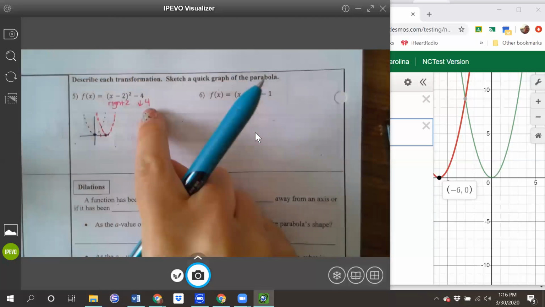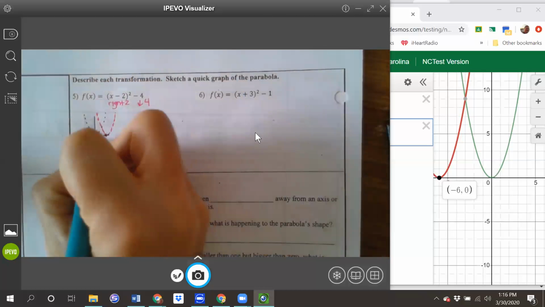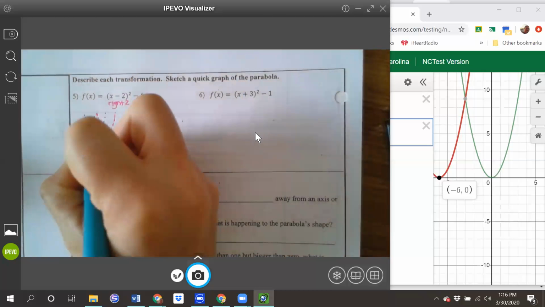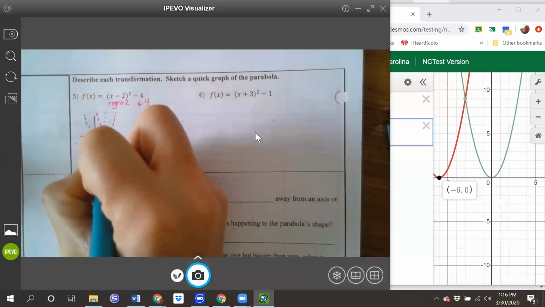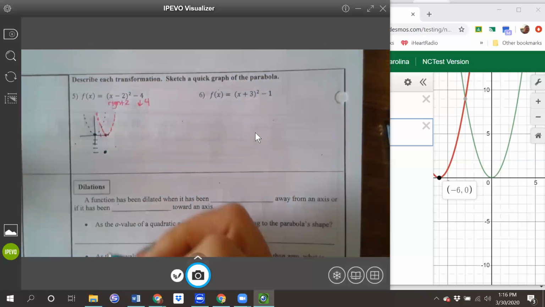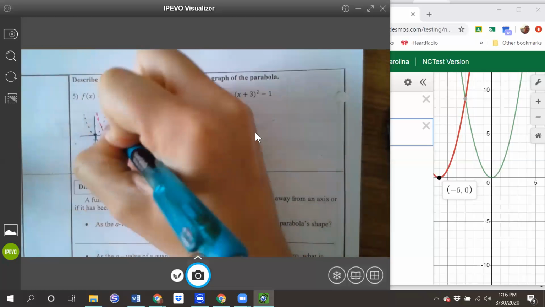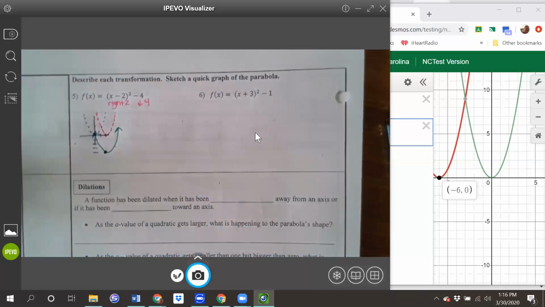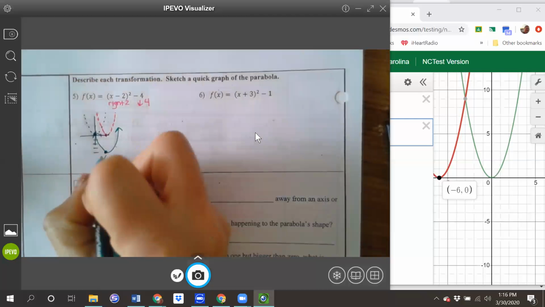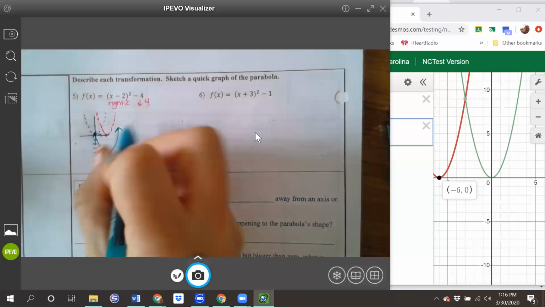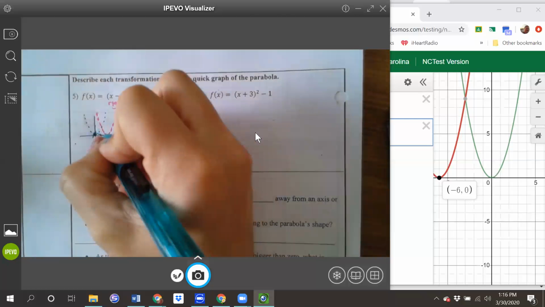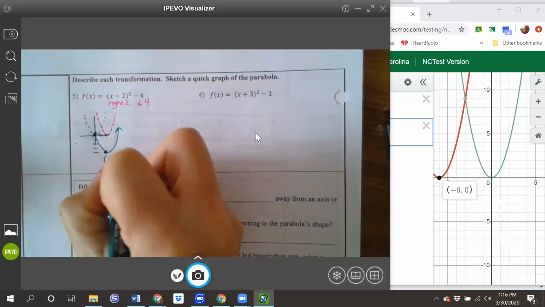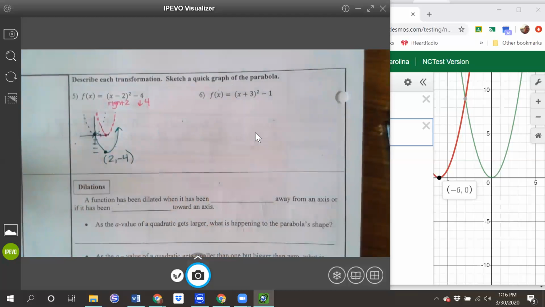And then it's going to go down 4 units. So 1, 2, 3, 4. So my new vertex is right here. So my graph should be looking something like that in its final place, with the vertex being at positive 2, because that's the right 2, and then down 4, which means negative 4.